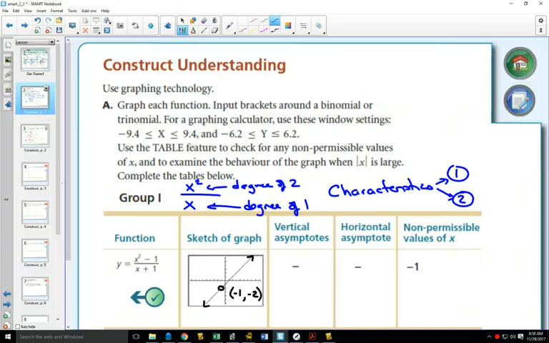You either have holes or vertical asymptotes with oblique asymptotes. And that oblique word means diagonal.